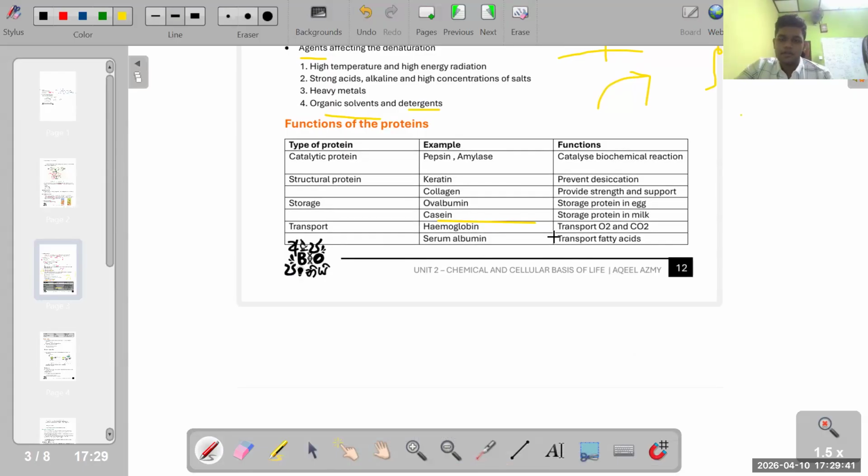Let's move to the other example for transport proteins. Serum albumin. What do they do? They transport fatty acids inside the body. Serum albumin transports fatty acids. Is that clear? In this transport part, these are small functions, not even one complete statement, so they can ask them, right? Is that clear? This transport part.